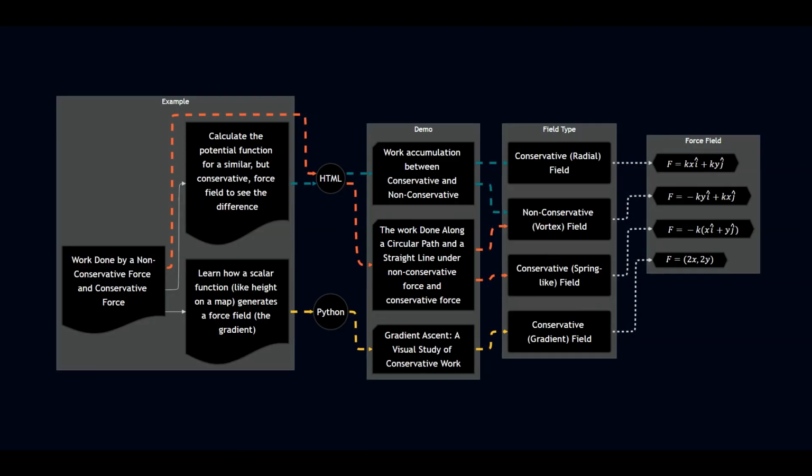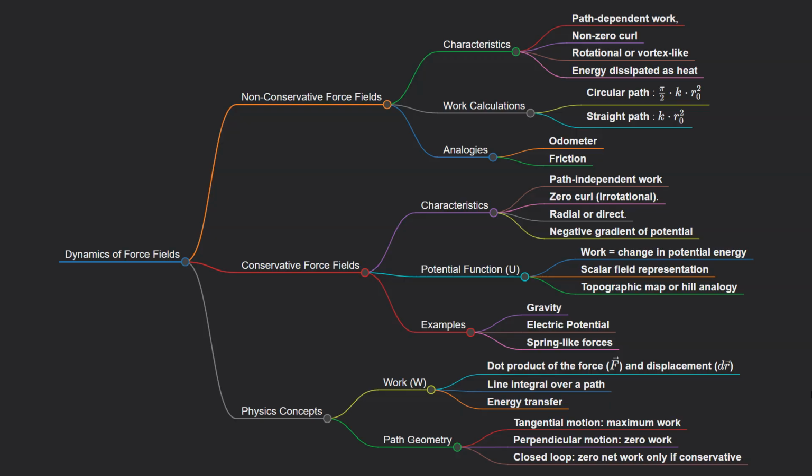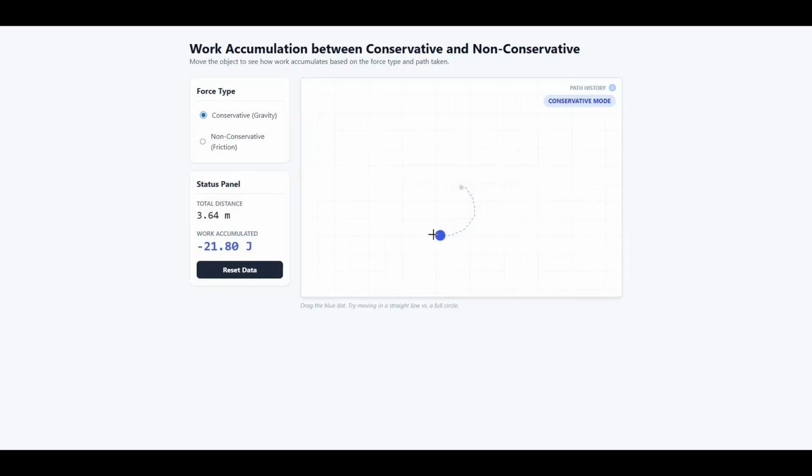Why the path matters. The derivation sheet illustrates these differences by comparing how a particle behaves on circular versus straight paths. In a vortex field, a circular path often accumulates more work because the swirling force vectors are perfectly aligned to push the particle forward for the entire trip. A straight path through the same field is less efficient because the force often pushes sideways or at awkward angles.